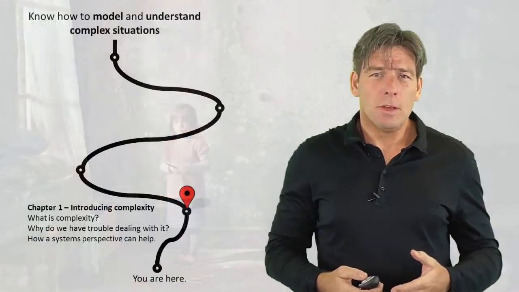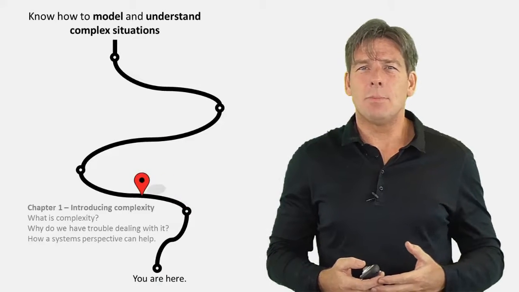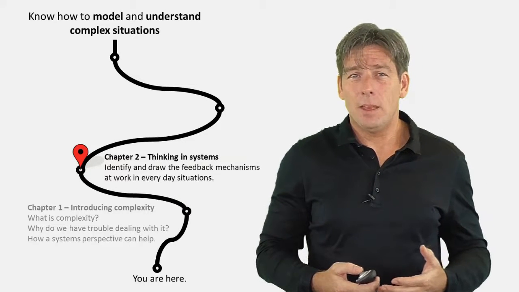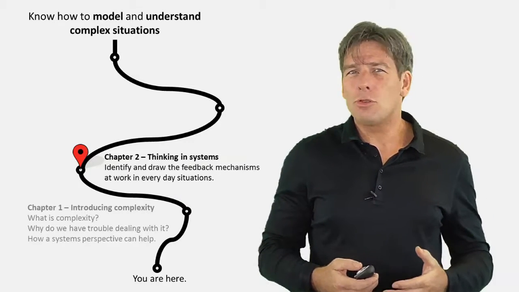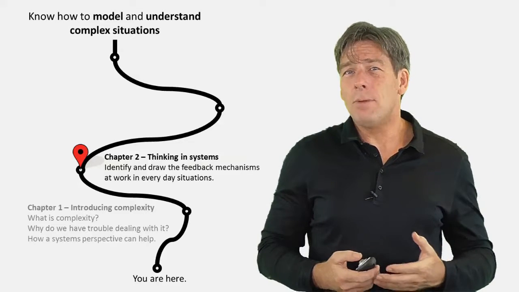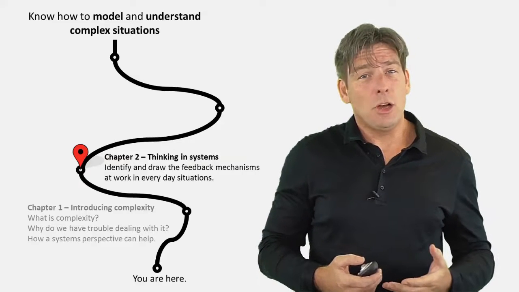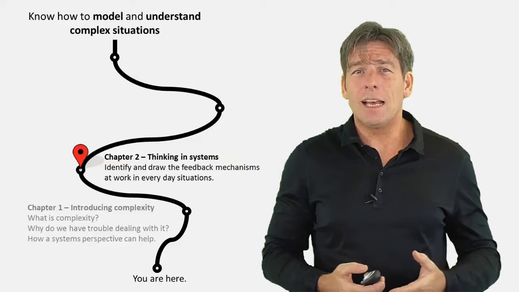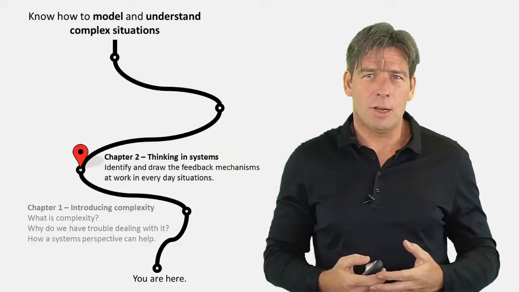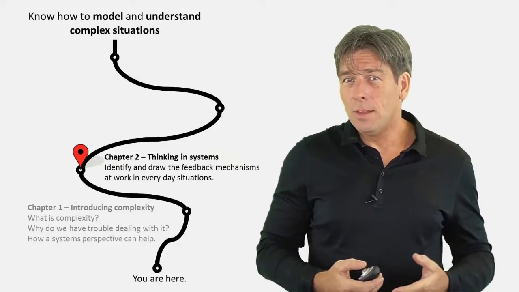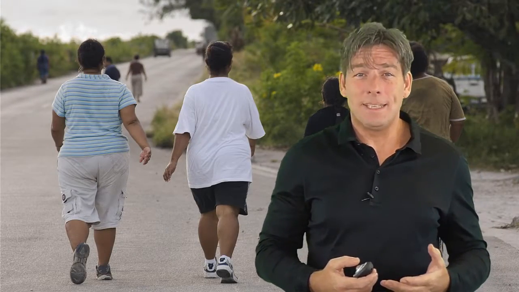In chapter 2, we explore a key concept in systems and complexity theory called feedback. We will see that many natural, social, and business phenomena are driven by reinforcing and balancing feedback. In this chapter, we will use free online software to share our models and tell the story behind a complex situation. At the end of chapter 2, we look at the complex problem of obesity.